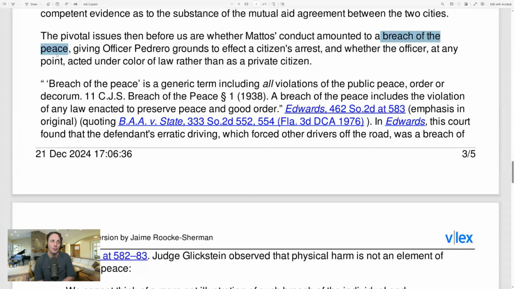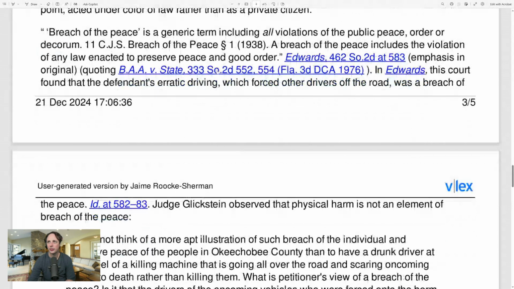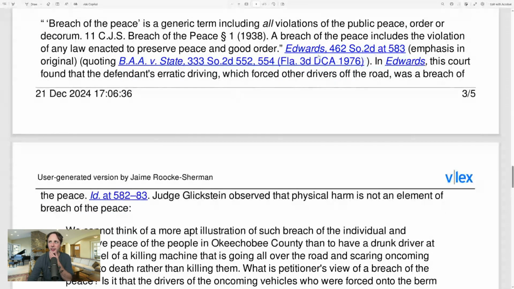Okay, well, you better be careful about what is the breach of the peace that you make an arrest for, because otherwise you could be in trouble. So breach of the peace is a generic term including all violations of the public peace, order, or decorum. A breach of the peace includes a violation of any law enacted to preserve peace and good order. And again, they're citing a few different places here.